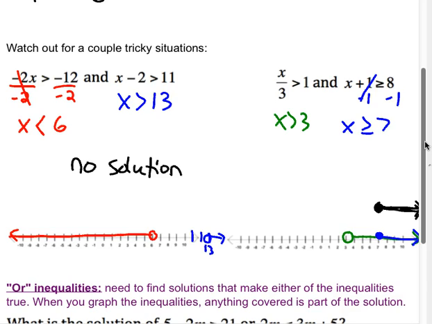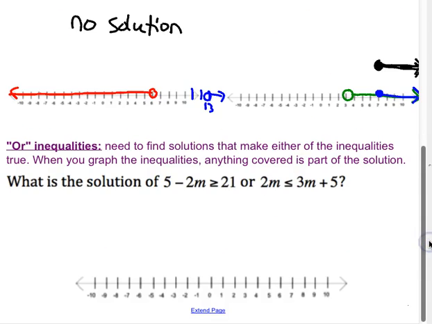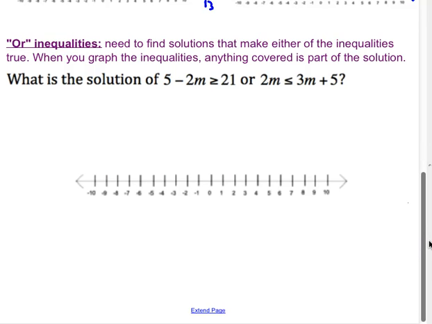So that's everything with "and." Again, "and" meaning that you need overlap. Now, let's begin talking about the other situation, the "or" situation. So the "or" situation, find solutions that make either one of them true. So in this case, it's not an overlap. Whatever you graph just is the solution. Okay? So let's take a look at what that means.